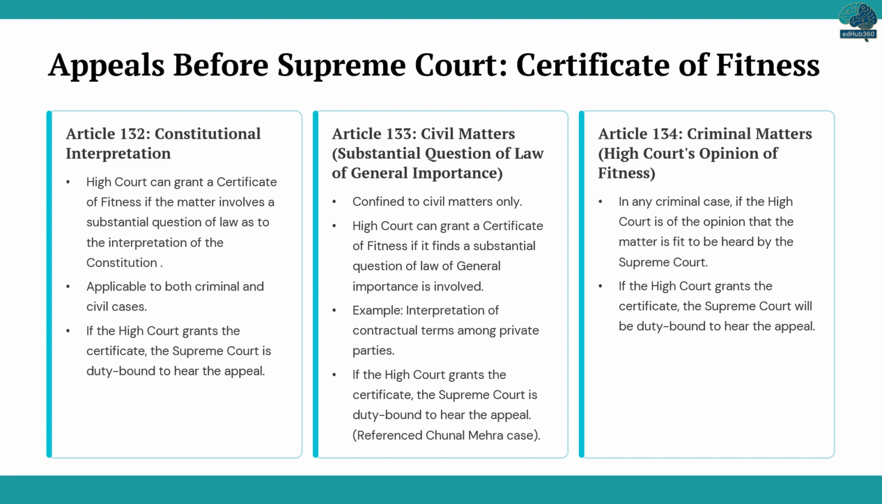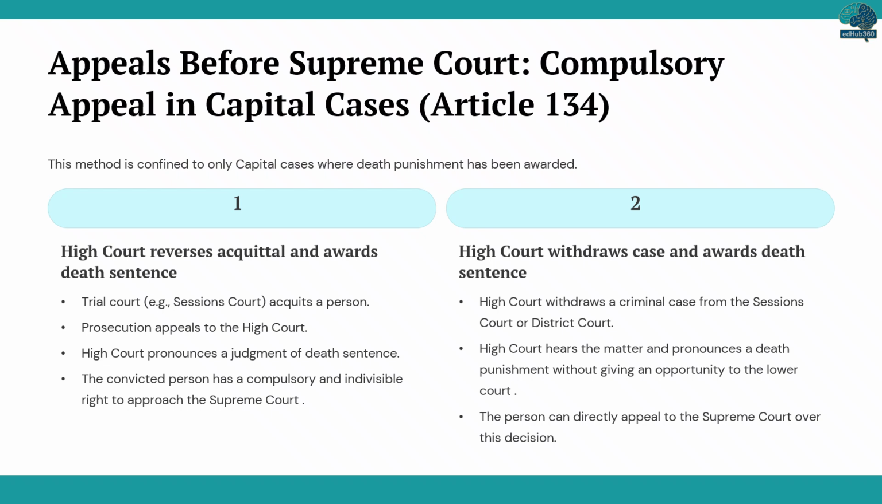Lastly, let's look at compulsory appeals to the Supreme Court in capital cases, as covered by Article 134. This method is strictly confined to capital cases where a death punishment has been awarded. There are two specific scenarios. First, if a trial court, like a sessions court, acquits a person, but the prosecution appeals to the High Court, and the High Court then reverses that acquittal and awards a death sentence. In such a situation, the convicted person has a compulsory and indivisible right to approach the Supreme Court.